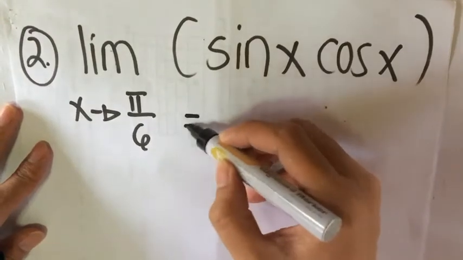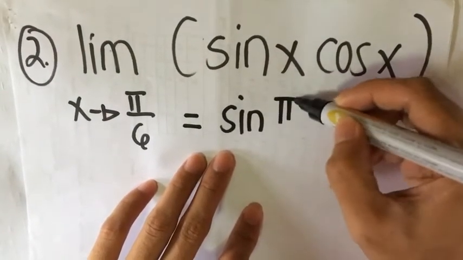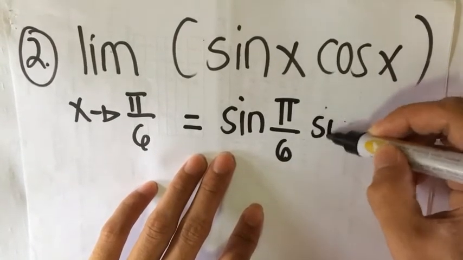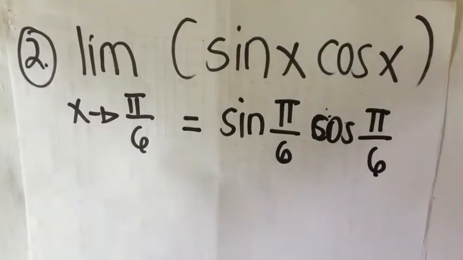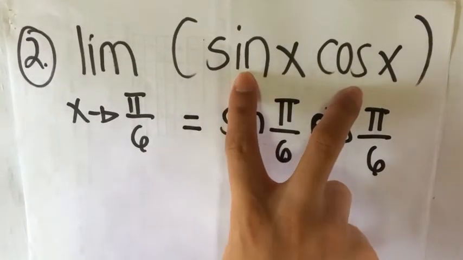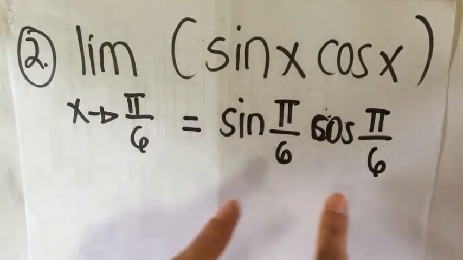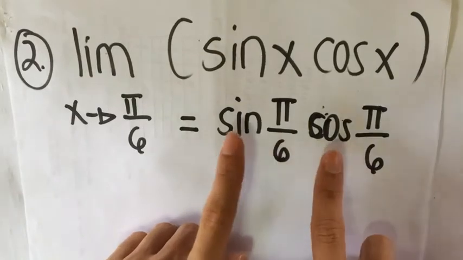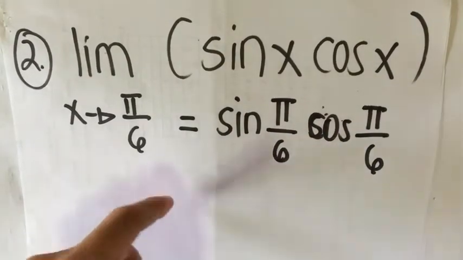It will become sine pi over 6 times cosine pi over 6. Again, this is a multiplication operation, so we have to multiply that. But we are not done yet. We have to find the exact values of sine pi over 6 and cosine pi over 6.